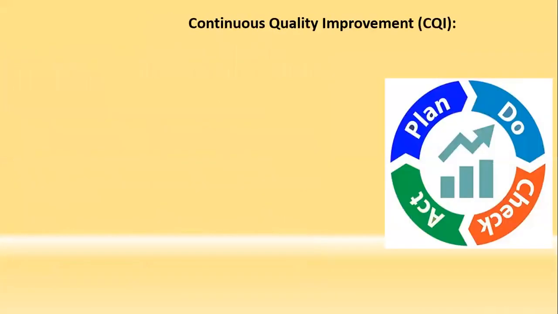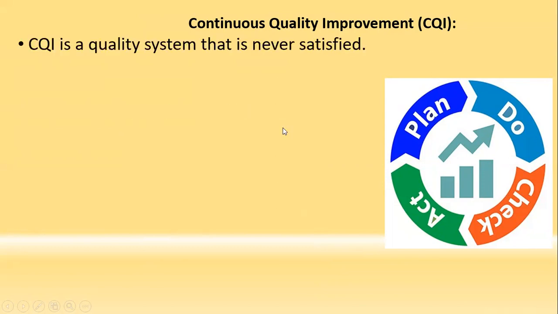Next we have CQI. All these things focus on quality only. One is continuous quality improvement, that is, continuous improvement in the quality. Plan, implement the plan, check where the mistakes are occurring, then act accordingly. Revise the procedures or see where the quality is going wrong and then plan accordingly. So this is continuous quality improvement, CQI.